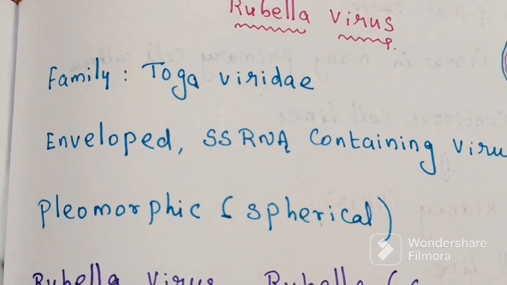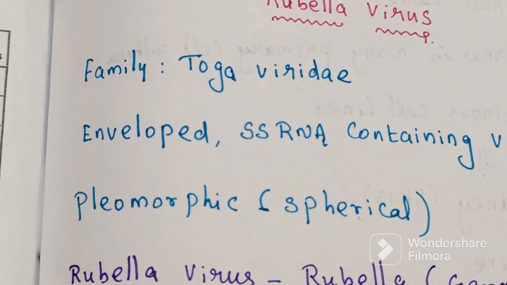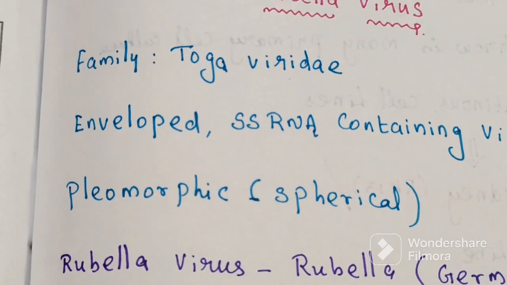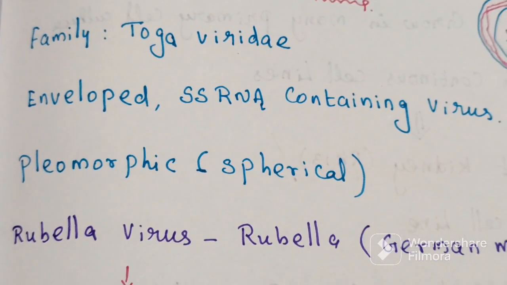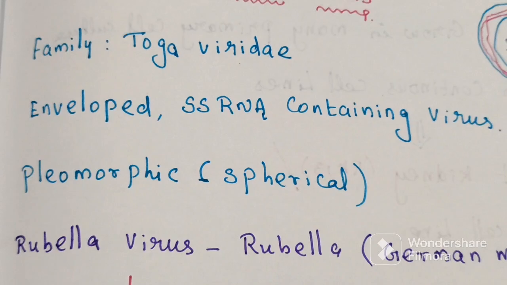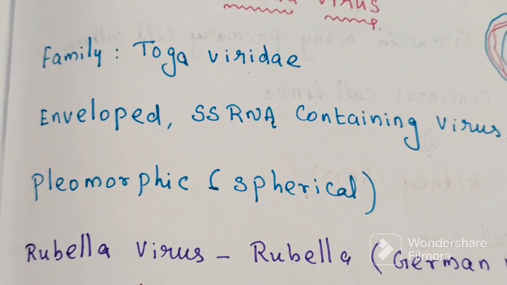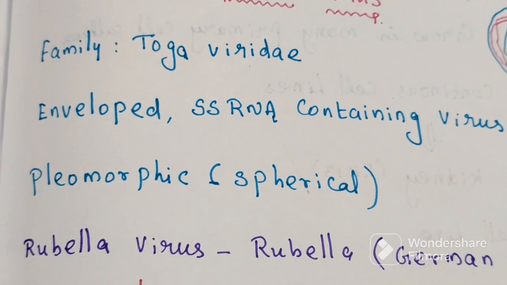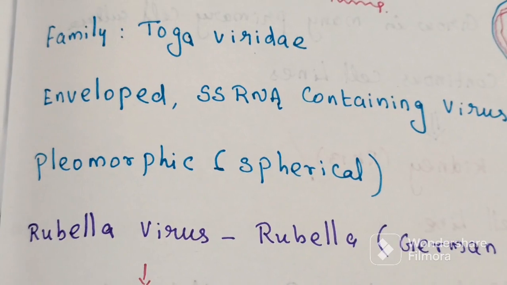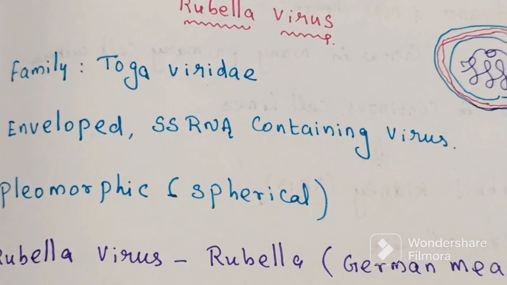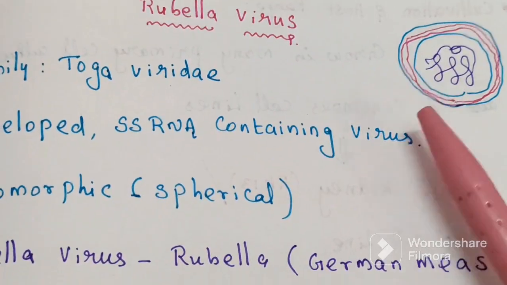Today's topic of discussion is Rubella virus. Rubella virus belongs to the Togaviridae family. It is an enveloped, single-stranded RNA containing virus. The shape is pleomorphic, roughly spherical. This is the structure of rubella virus.